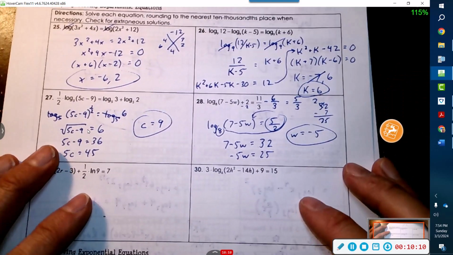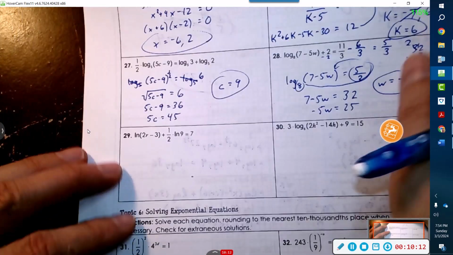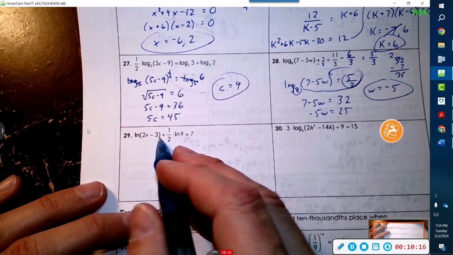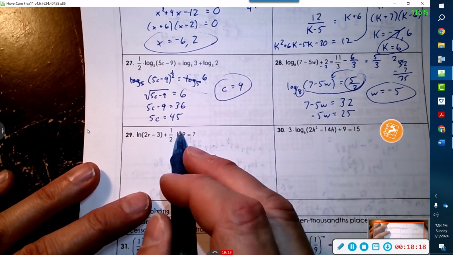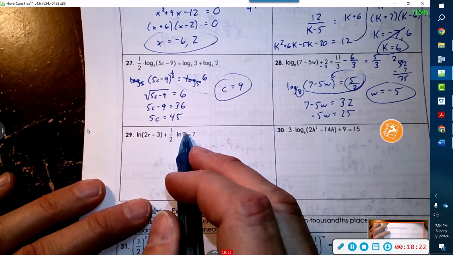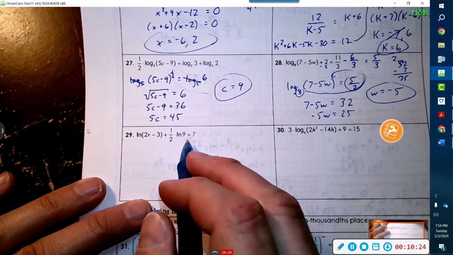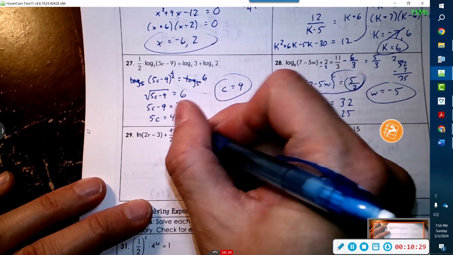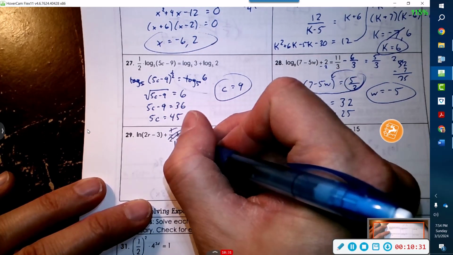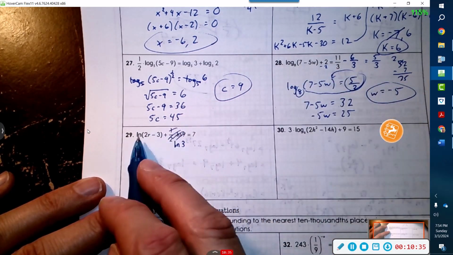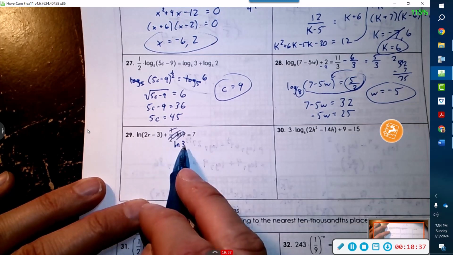All right, I'm going to do these last two. Okay, so now we've got a 1/2 can go on the inside here. That becomes 9 square root. The square root of 9, that's 3. So then that would be the ln of 3. Okay, now if I'm adding this ln and that ln, that means that I would actually multiply.